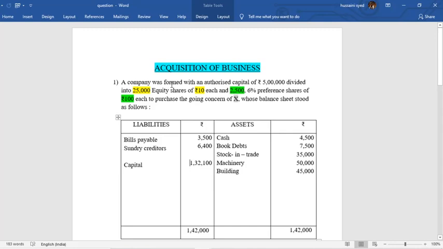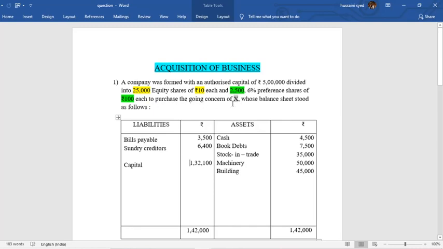A company was formed with an authorized capital of rupees 5 lakhs. What is the meaning of authorized capital? Authorized, nominal or registered capital is the maximum amount of capital for which shares can be issued by the company. Divided into 25,000 equity shares of rupees 10 each and 2,500 6% preference shares of rupees 100 each.